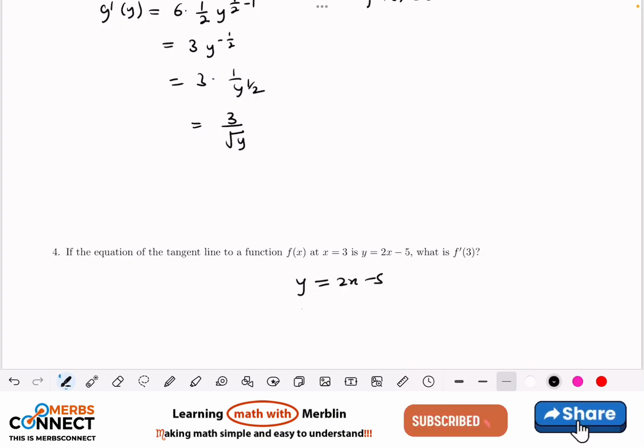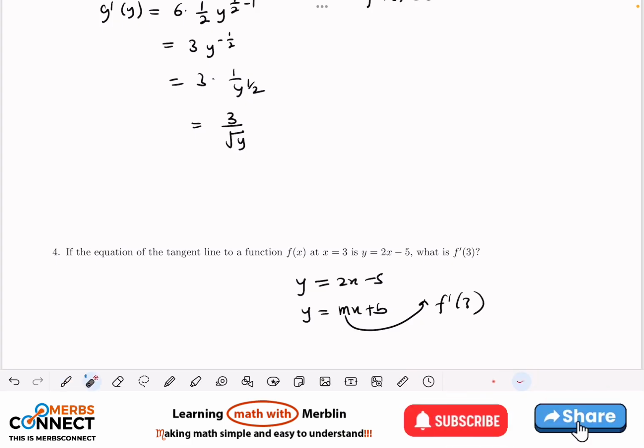Remember, this is the same as y is equal to mx plus b, right? And our m here is the slope, and in this question our m here is the same as the f prime of 3. And then when you compare this to this, we can see that m is equal to 2. So f prime of 3 is 2. Very simple. Very, very simple.